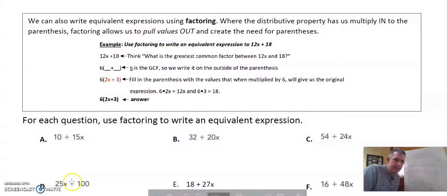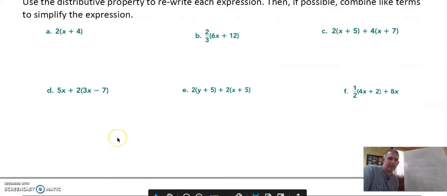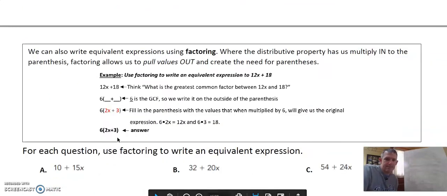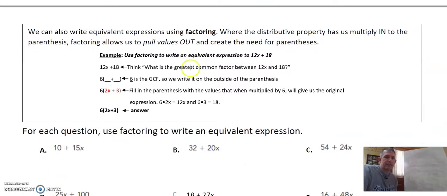Hope you're doing well. Today we're going to do page 3 of week 5, and it looks like this. So yesterday we talked about distributive property. Today we're going to do the opposite of that. Okay, we're on this page here with factoring.